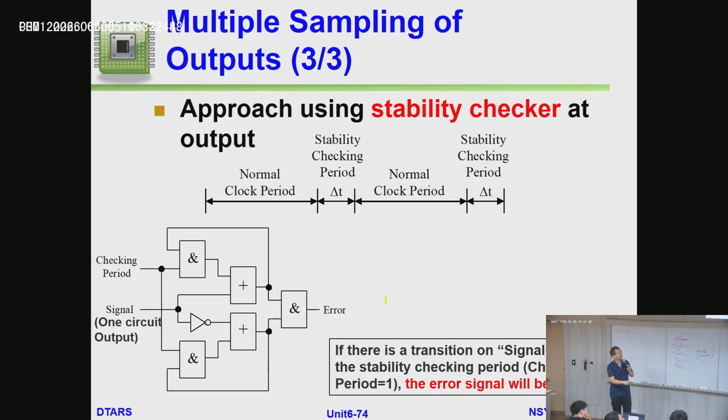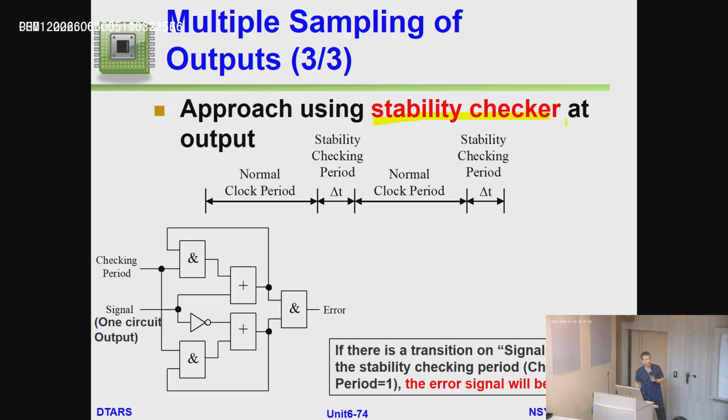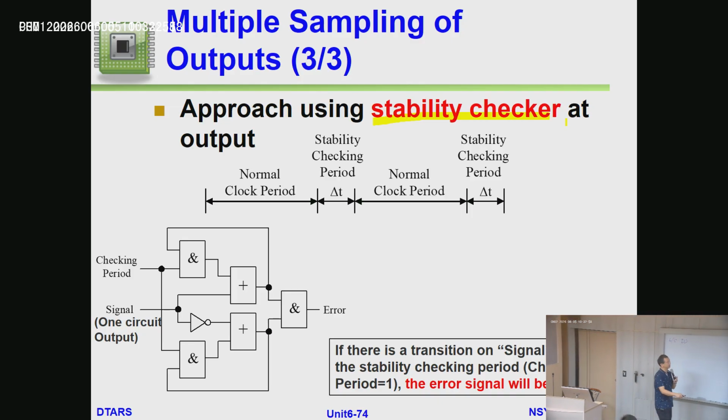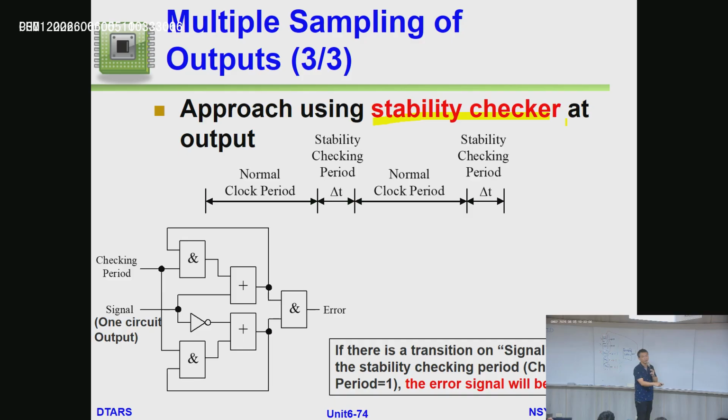This one is called a stability checker. You can try to understand the ideas here. What is the stability checker? It is basically this circuitry. Again, we have a normal clock period for your original design, but we have a delta t, which we call the stability checking period. Okay, so after your normal operation, we need additional time, delta t, to check if this output is stable or not because of some temporary faults.